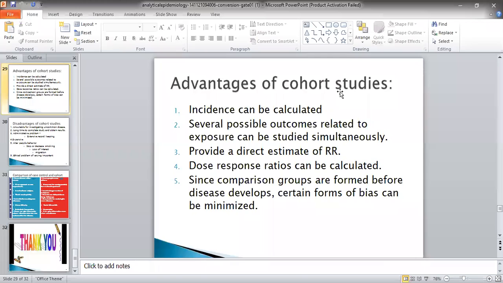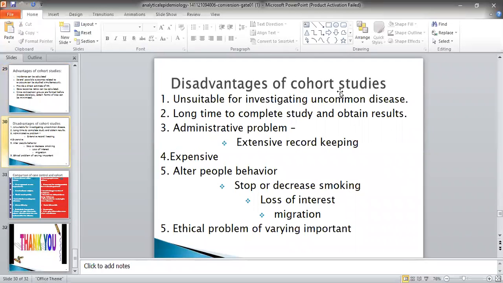It will provide relative risk, direct estimate of relative risk. It will provide the association between the exposure and the outcome, strong association. It can provide the dose response ratio, can be calculated from the cohort study. Since comparison groups are formed before the disease develops, certain forms of bias can be minimized. ठीक है? क्योंकि हमें डिजीज का नहीं पता, हम रिस्क फैक्टर से स्टडी कर रहे हैं, तो इसमें बायस कैन बी मिनिमाइज.